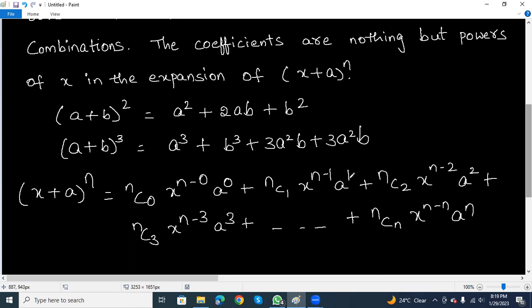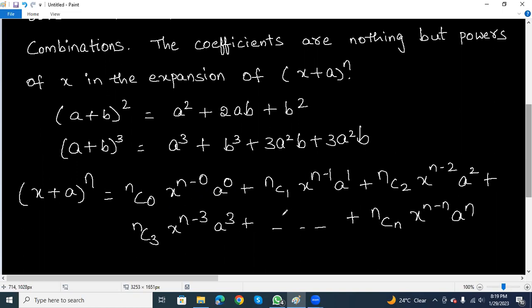Next, nC1 x power n minus 1 a power 1. Here n minus 1, these two you need to subtract, and a power 1. Then nC2 x power n minus 2 a square. If we observe one thing here, the x power is decreasing. First I started with n minus 0, which means n, next n minus 1, next n minus 2, next n minus 3. The x power is decreasing and the a power is increasing: 0, 1, 2. So a is increasing, x is decreasing. If we want to do this kind of expansion for a binomial expression, we need to remember this general formula.